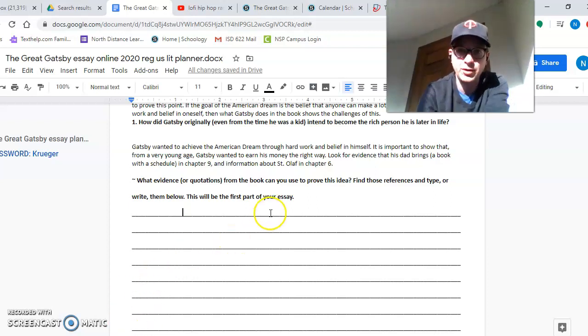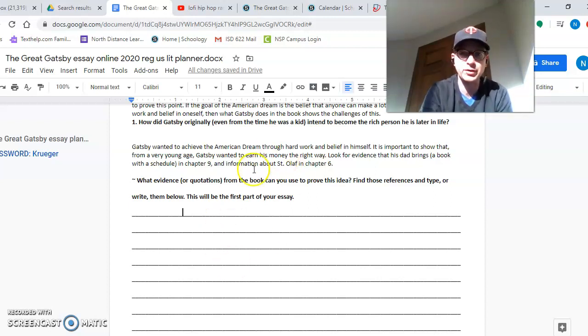And so, for instance, I also gave you something to look up, some information about St. Olaf in chapter 6. And so if you went into the search engine like that on the doc itself and typed in St. Olaf, you should be able to locate that, right? Make sure you're writing down the page numbers from the PDF and the quote itself.